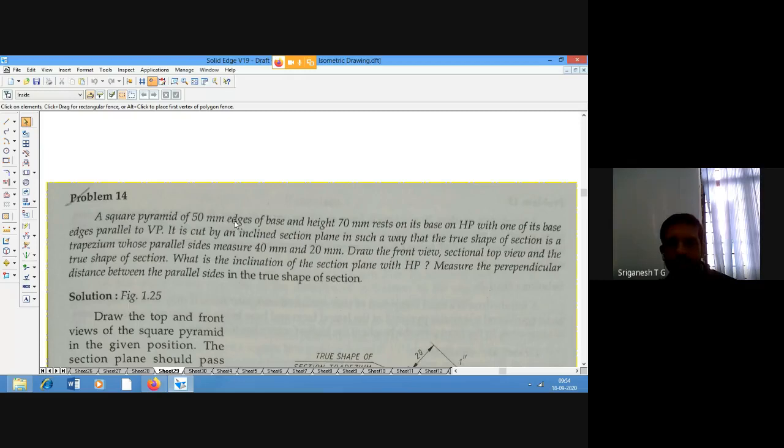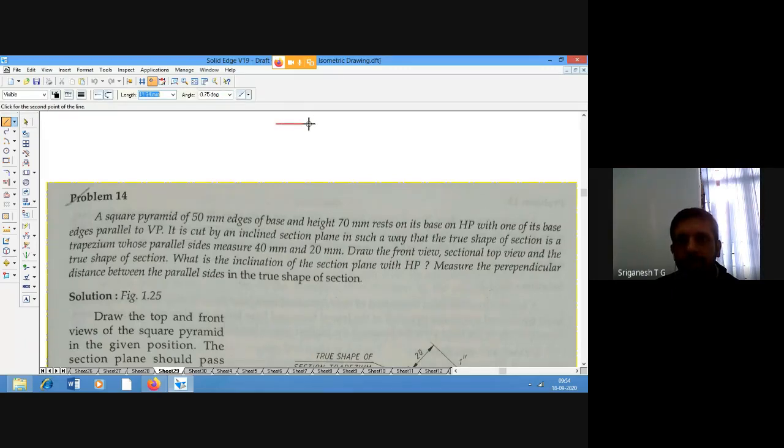It is cut by a section plane such a way that the true shape of the section is a trapezium. Cutting plane is going to pass over the pyramid. That is what he has given. True shape should be a trapezium, whose parallel sides measure 40 mm and 20 mm. That means for the trapezium, there are two parallel sides, right? For a trapezium, it will be like this.